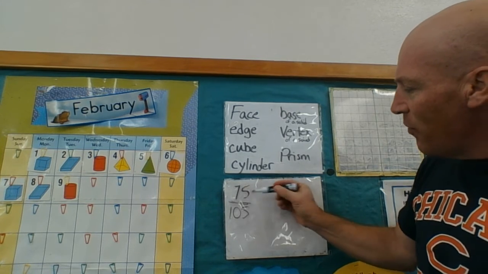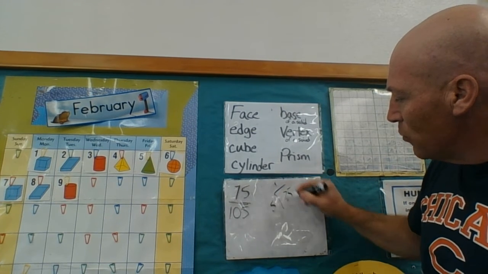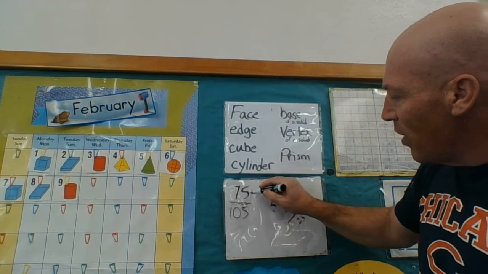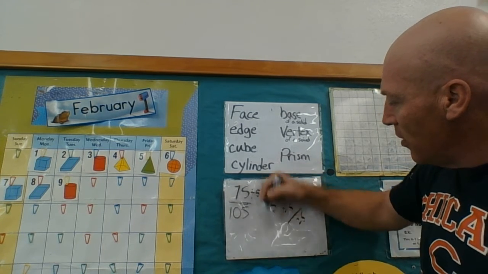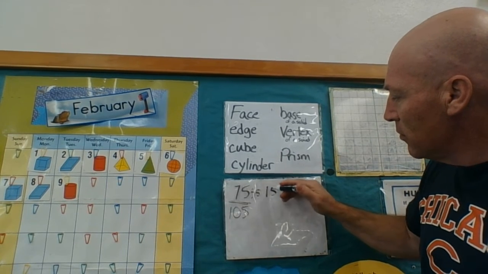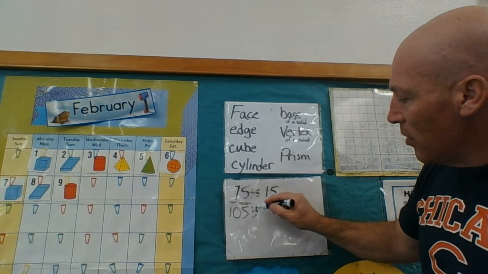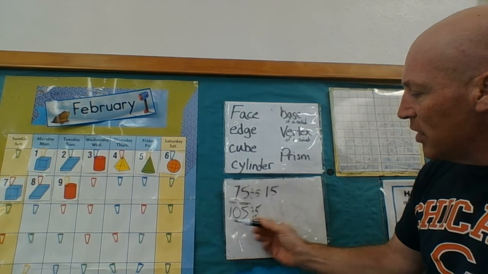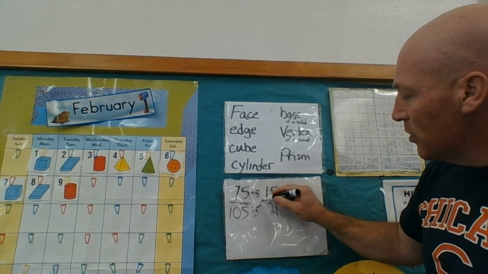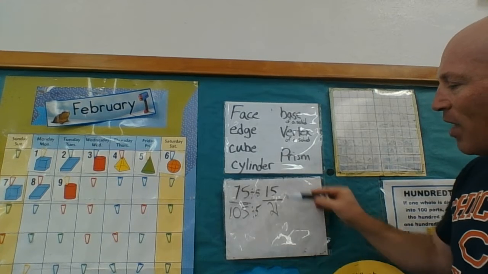Now I know 75 divided by 5 is 15. And I know 105 divided by 5, I know 5 goes into 10 2 times, and 5 goes into 5 1 time. I'm just going to do it simple. Oh, but look, I can still divide these numbers by something. They have a common factor.